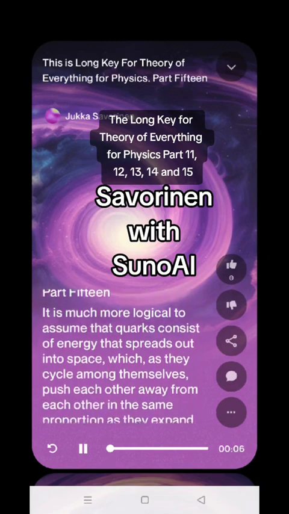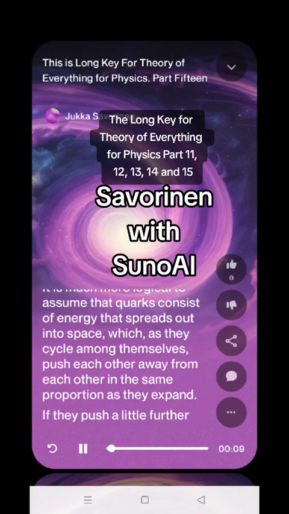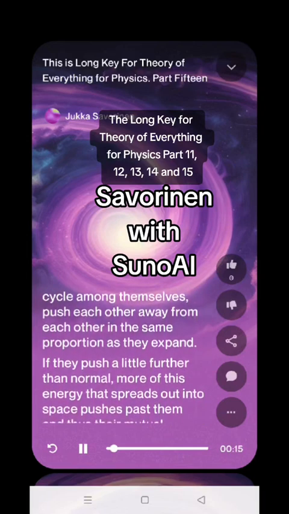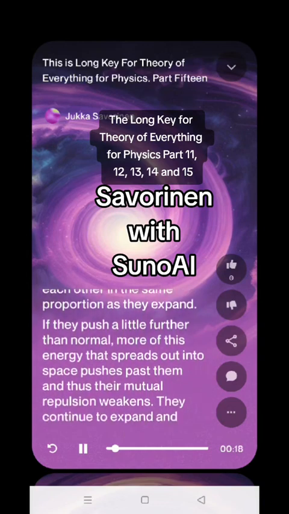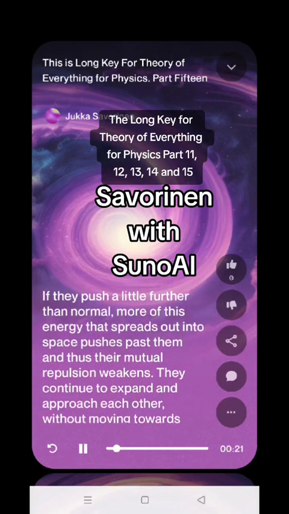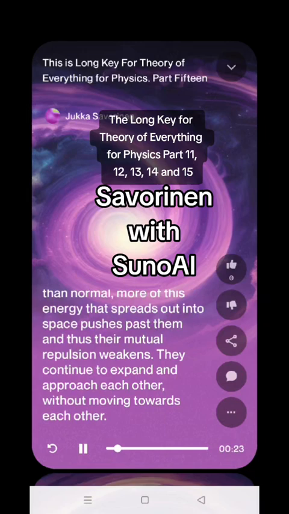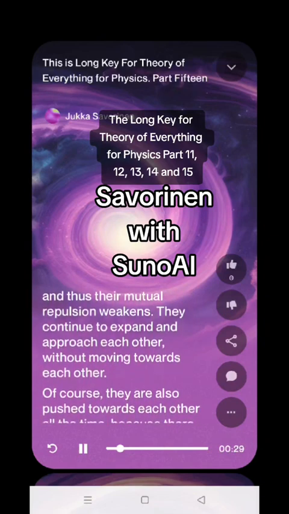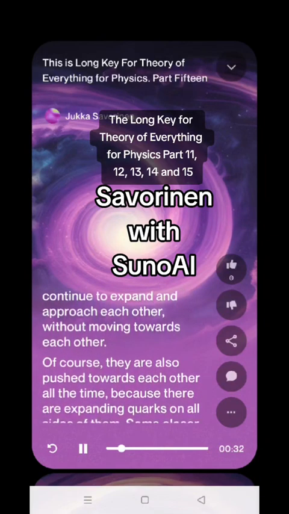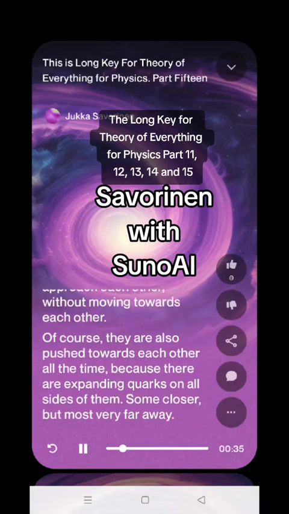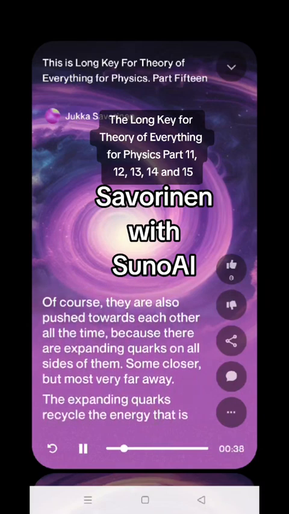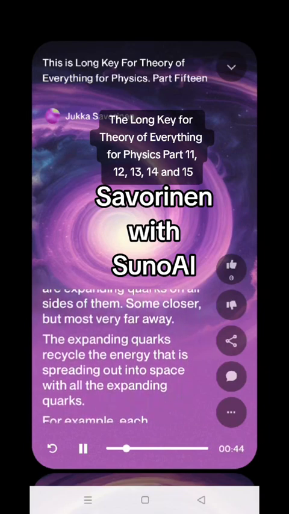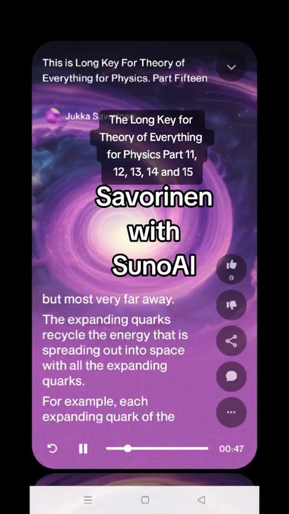It is much more logical to assume that quarks consist of energy that spreads out into space, which, as they cycle among themselves, push each other away from each other in the same proportion as they expand. If they push a little further than normal, more of this energy that spreads out into space pushes past them, and thus their mutual repulsion weakens. They continue to expand and approach each other without moving towards each other. Of course, they're also pushed towards each other all the time because there are expanding quarks on all sides of them. Some closer, but most very far away.